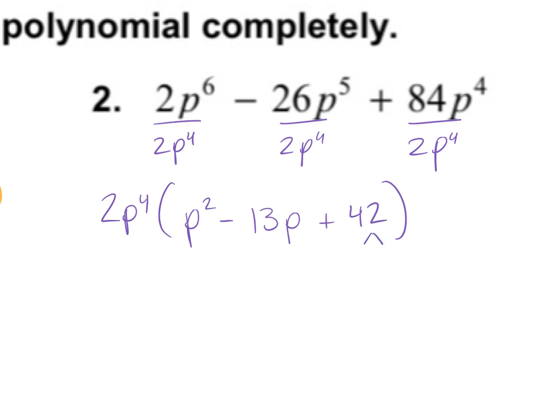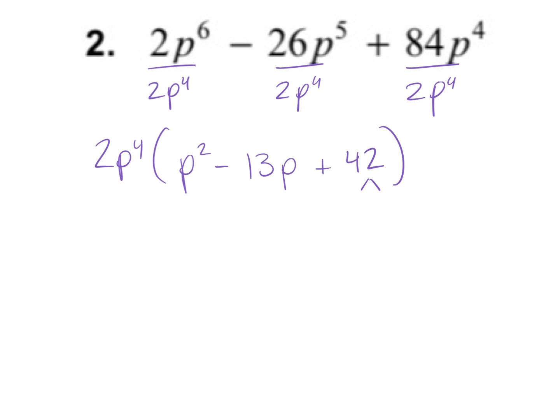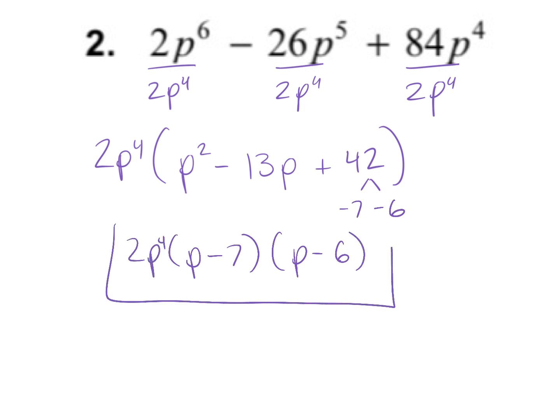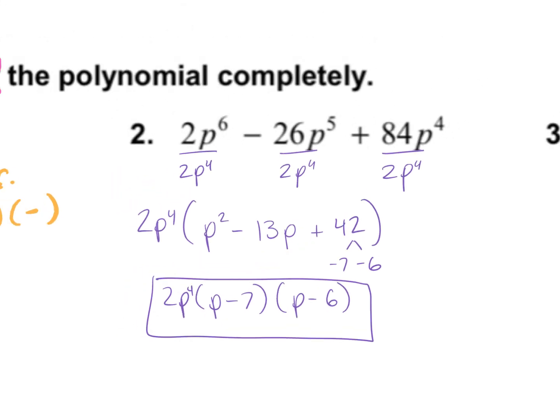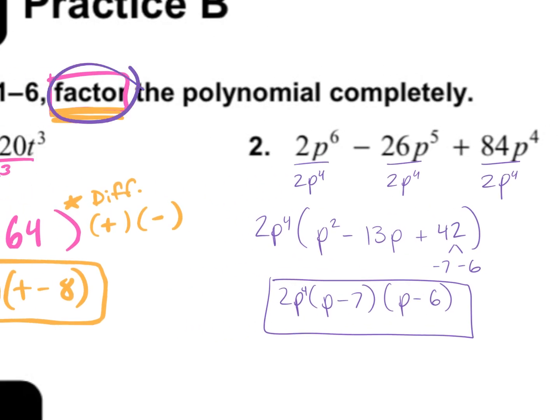We still need to factor it more. Do I have 2 factors of 42 that add to -13? -7 and -6. So in my parentheses, I would have p minus 7 and p minus 6. Then don't forget to include your GCF that you took out in the beginning in your answer. So this would be your answer. It just says factor, so we're not solving it. Just factor it and then we're done.